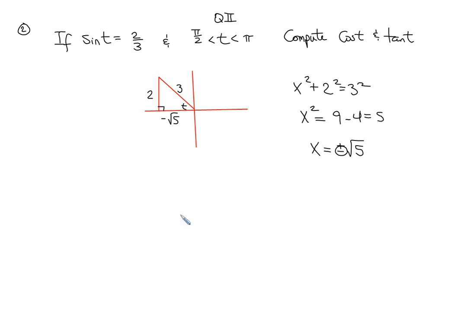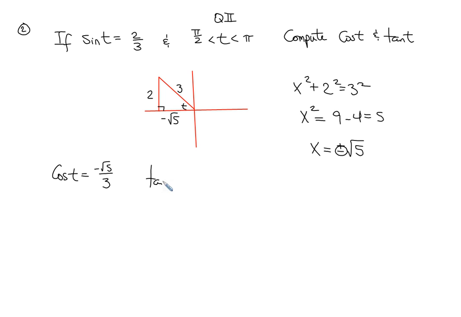Okay. So now what we're going to do is find our cosine value. We're just going to use our right triangle trig. So cosine is equal to adjacent, which is negative square root of 5, over hypotenuse, which is 3. And notice that gives us the same answer we got with the other method.